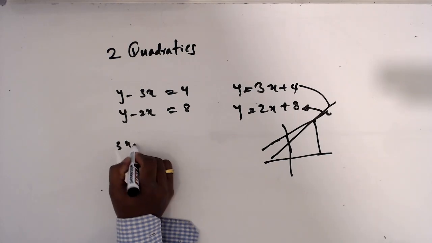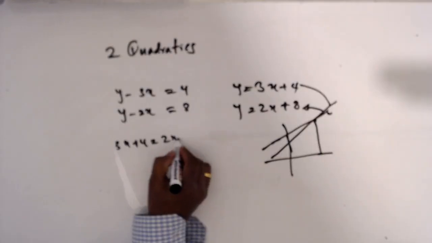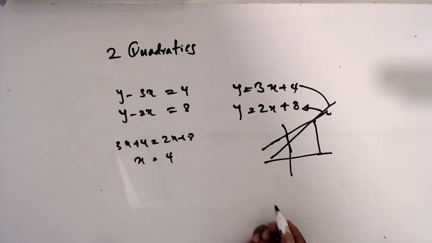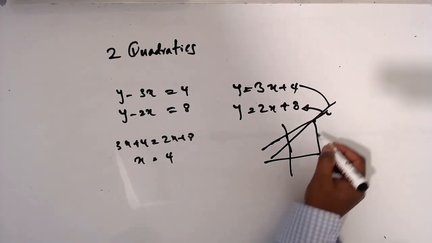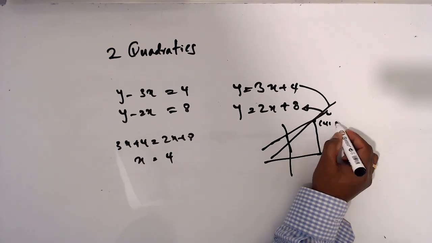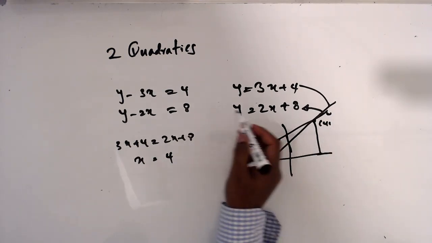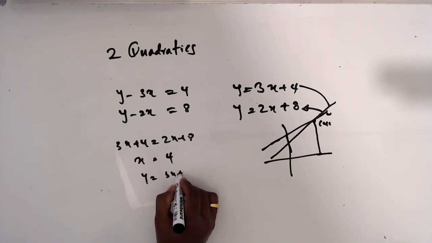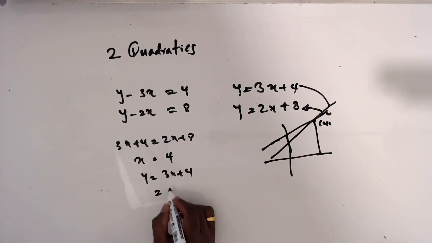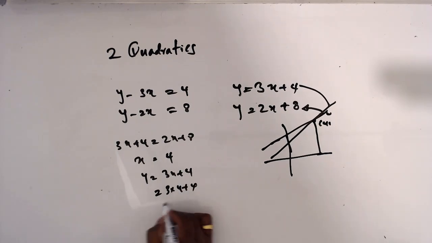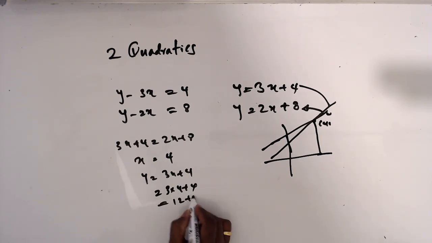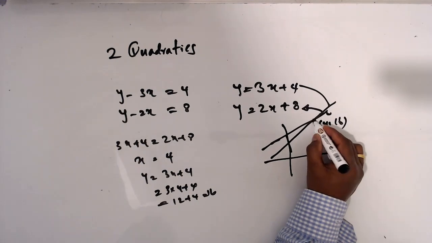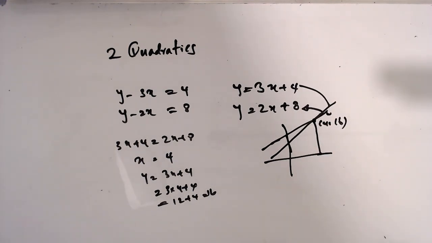So 3x plus 4 equal 2x plus 8, x equal 4. So we know that this answer is 4. And then when you substitute into y equal 3x plus 4, I will consider this one, 3 times 4 plus 4, so 12 plus 4, 16. So this intersection point is 4, 16.